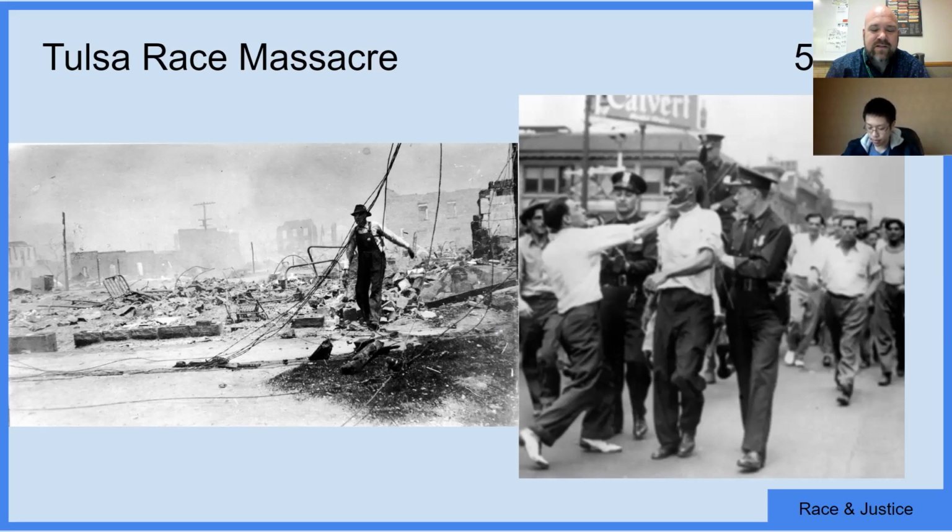The result of this massacre is that about 1,000 black people get killed. We don't have an exact number, but it's somewhere around 1,000. Around 6,000 black men get arrested and blamed for the violence. About 2,000 people are made homeless.